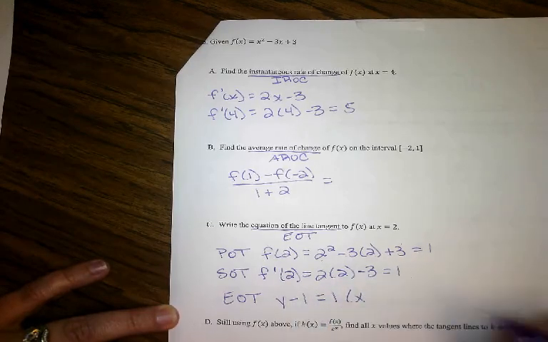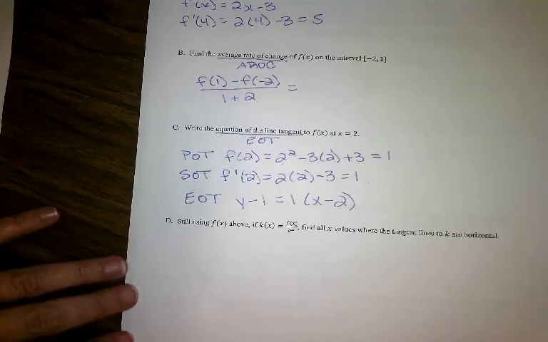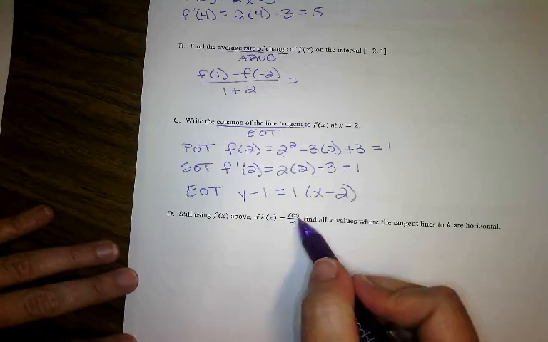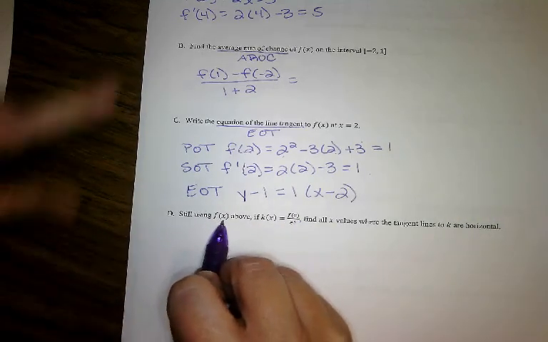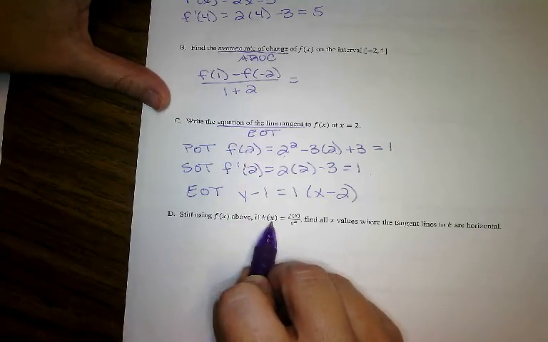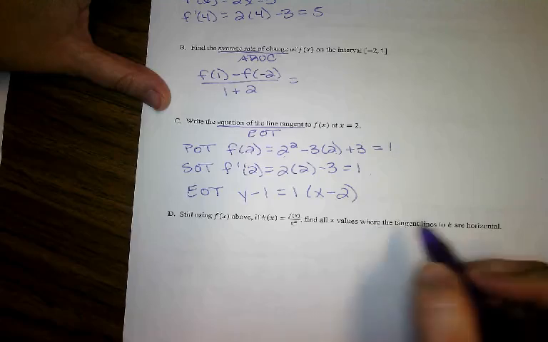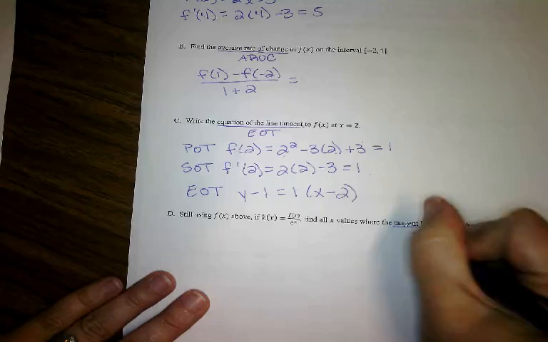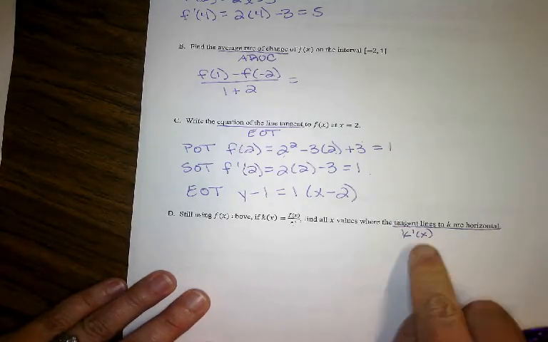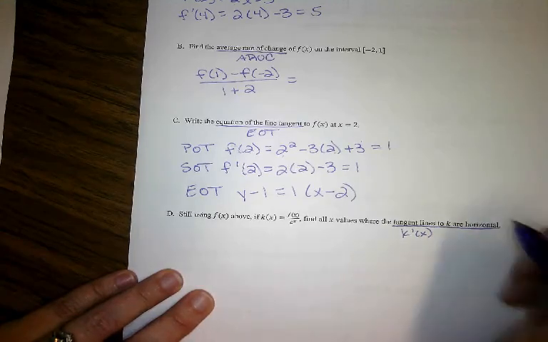Okay, this is the one that's tricky. I remember working this one because we have, okay, let's read it carefully. So using f of x above, okay, our original function. If k of x equals f of x divided by e to the x, find all values for x where the tangent lines to k are horizontal. Tangent lines, so you should be thinking derivative, that's how we get tangent lines. Horizontal means a zero slope. This is talking about the tangent line. It has a zero slope.